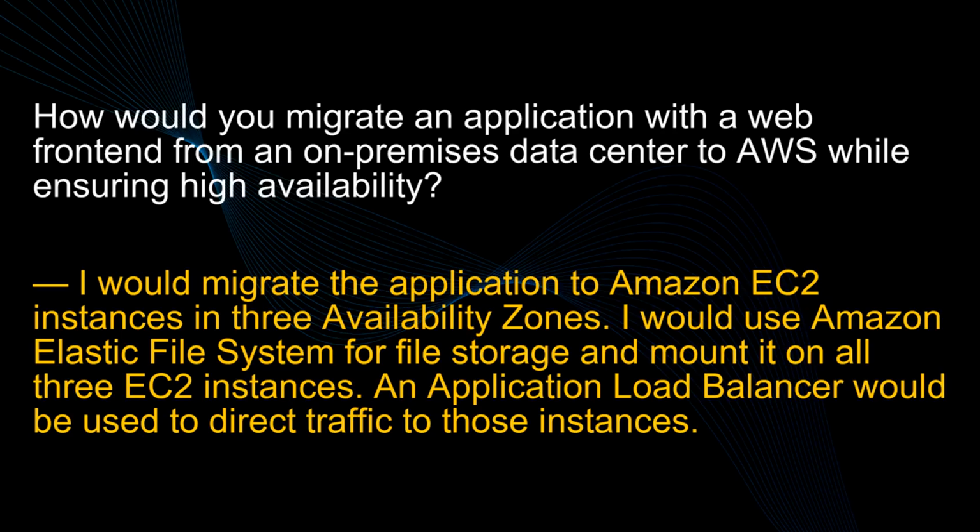How would you migrate an application with a web front end from an on-premises data center to AWS while ensuring high availability? I would migrate the application to Amazon EC2 instances in 3 Availability Zones. I would use Amazon Elastic File System for file storage and mount it on all 3 EC2 instances. An Application Load Balancer would be used to direct traffic to those instances.